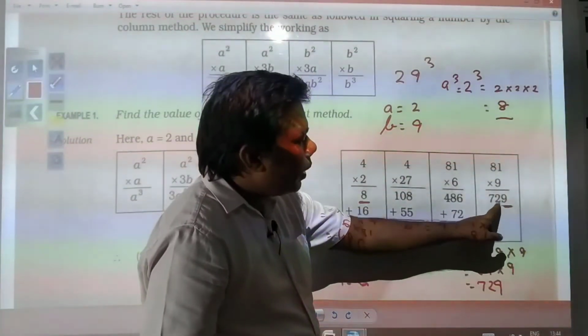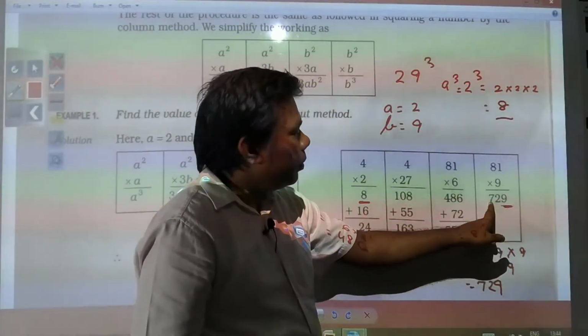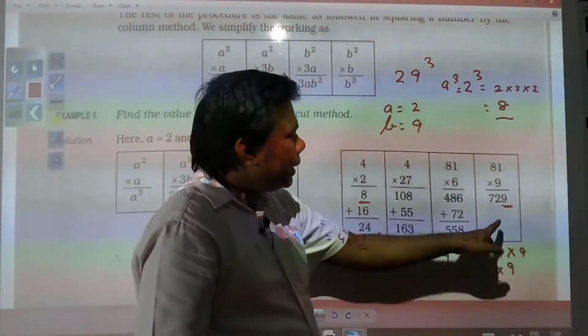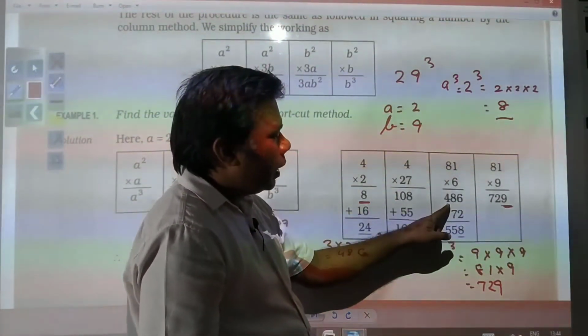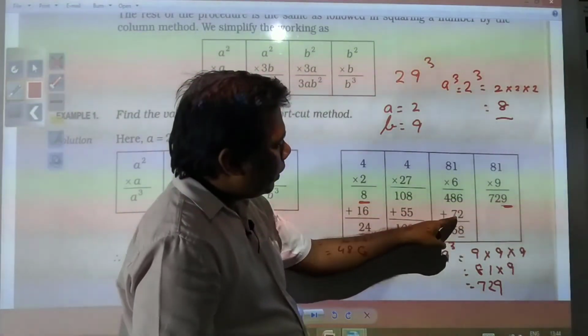Next you see what numbers are left. Suppose you are left with 72. This 72 is required to be added on this number 486. So 72 has been added.